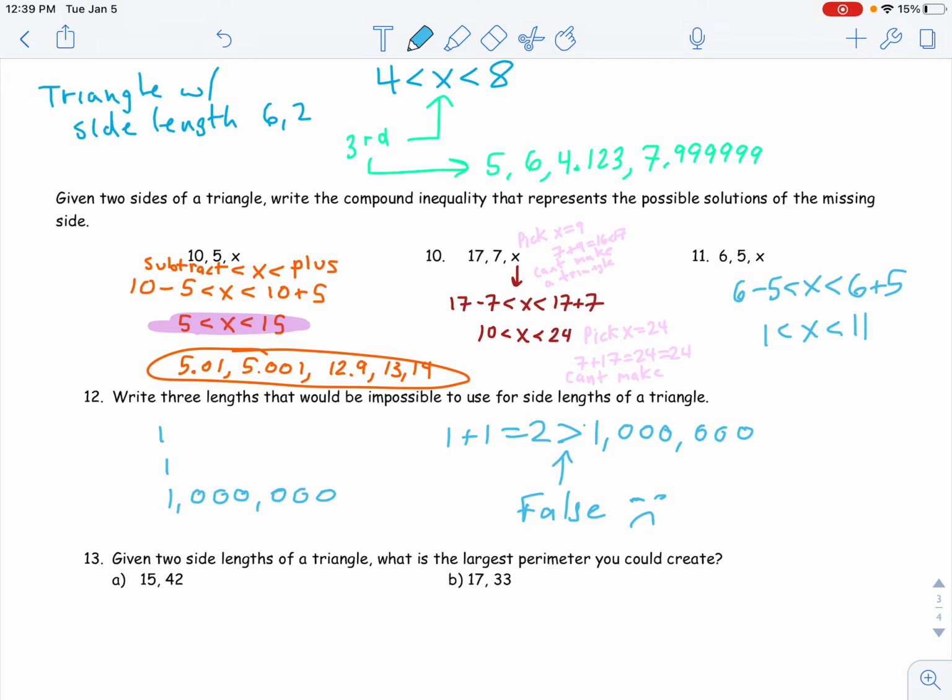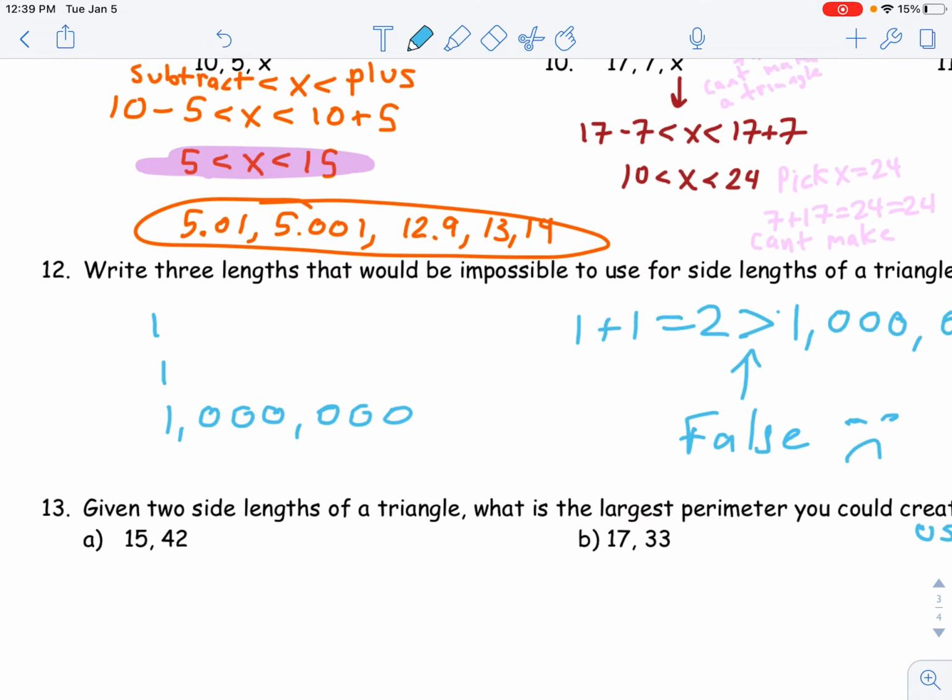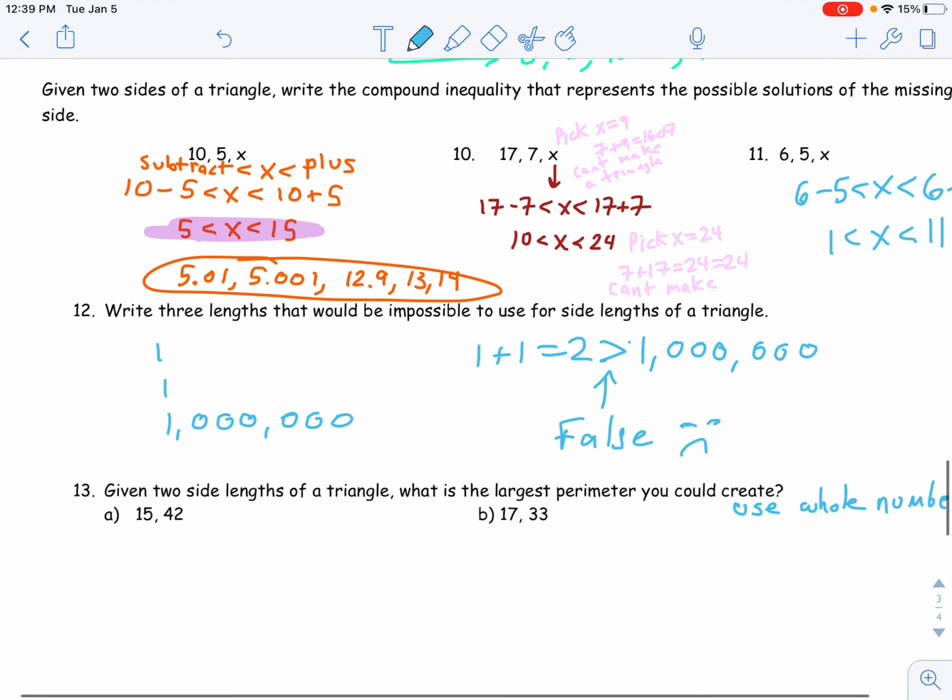Given two side lengths of a triangle, what's the largest perimeter you could create? Let's simplify this. We're going to say you can only use whole numbers, because again, we could use a lot of decimals and get really complicated.